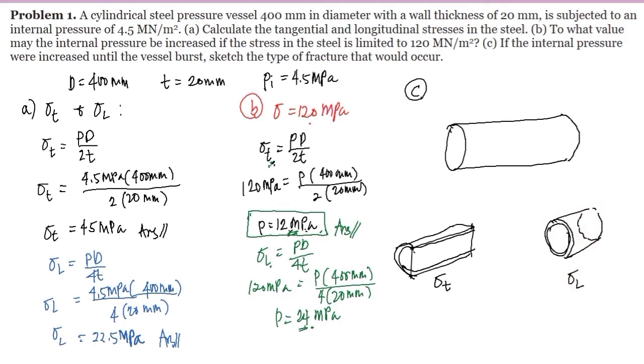Mostly, magpi-fail siya dito sa longitudinal section since mas critical yung tangential stress compared to the longitudinal stress. So, therefore, yung magiging failure would be in the longitudinal section. So, kapag nag-fail siya, ay dito siya magpi-fail.